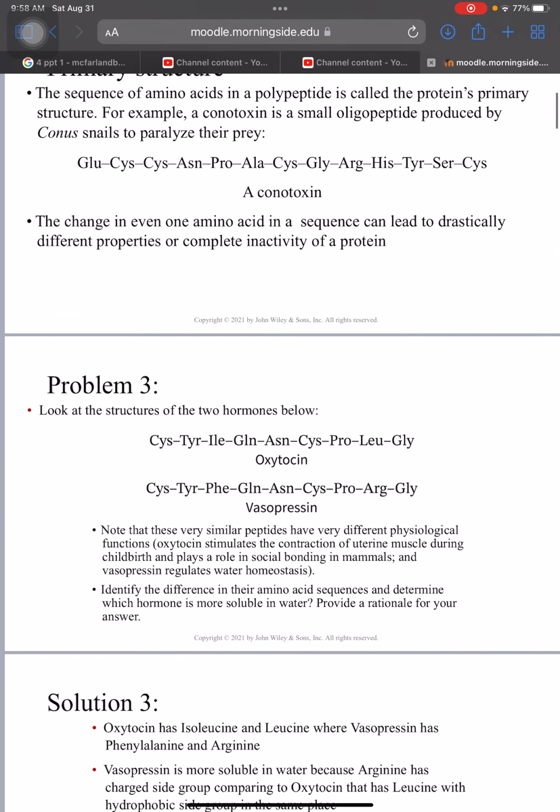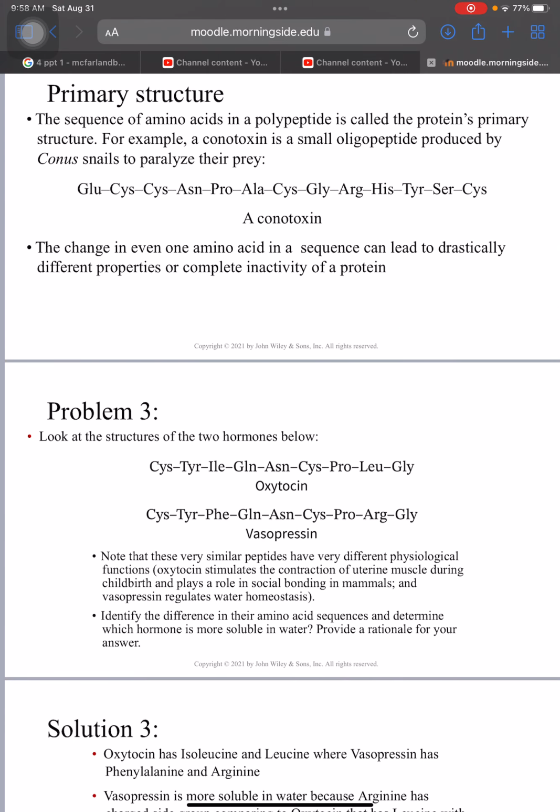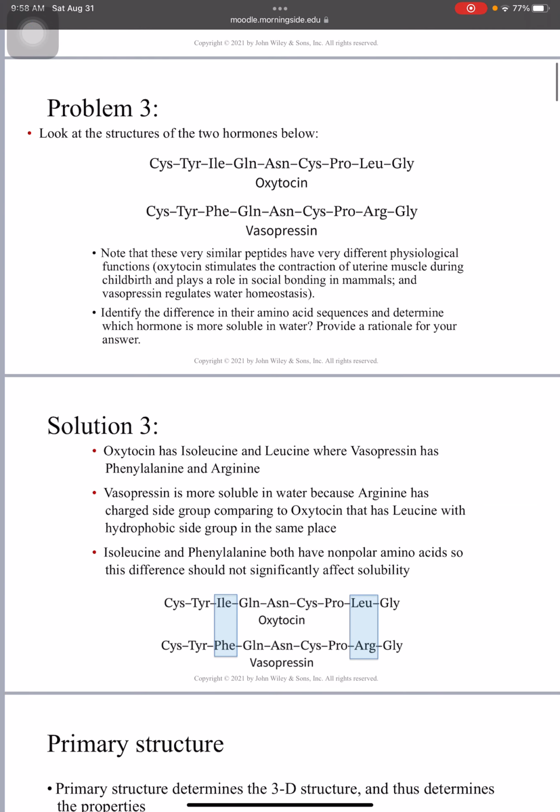So, the book proposed here a question. Identify the difference in their amino acid sequences. Well, we just did that. And determine which hormone is more soluble in water. Well, yeah, if you have a difference in amino acid sequence, then solubility in water is one of the many things that can be affected, right?